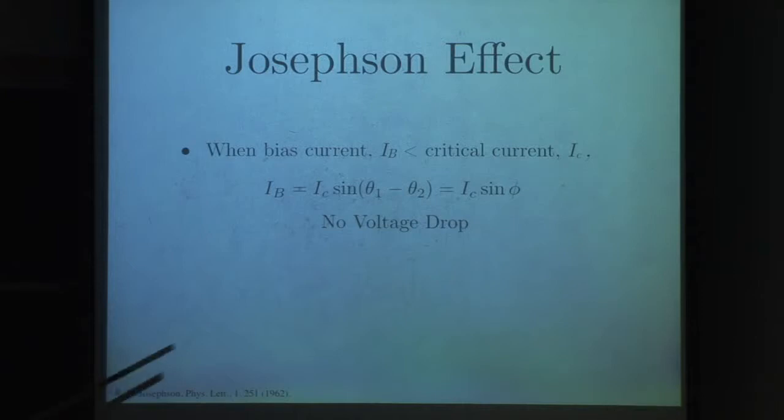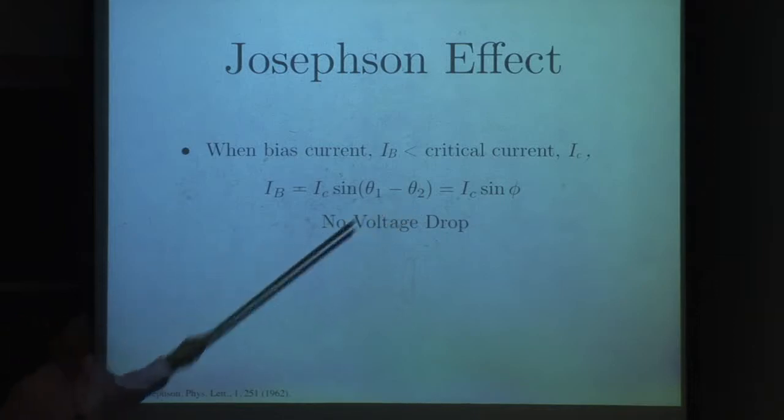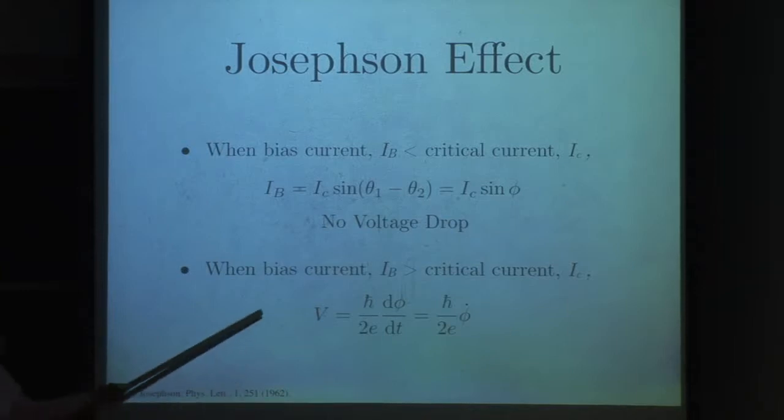When the bias current is smaller than the critical current, the current through the junction obeys this equation. Theta 1 and theta 2 are the phases of the superconductors, and phi is what we call the Josephson phase. In this case, there is no voltage drop. However, when the bias current is greater than the critical current, the voltage drop across the junction obeys this equation. h bar is the Planck constant, e is the charge of the electron, and d phi dt we label as phi dot.